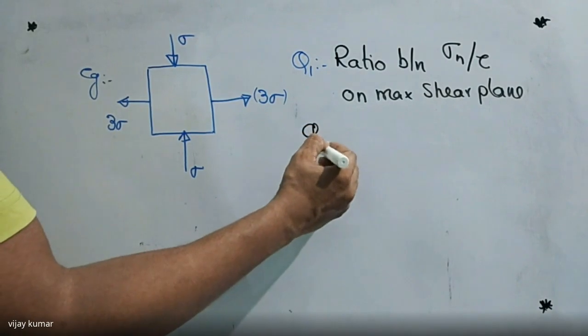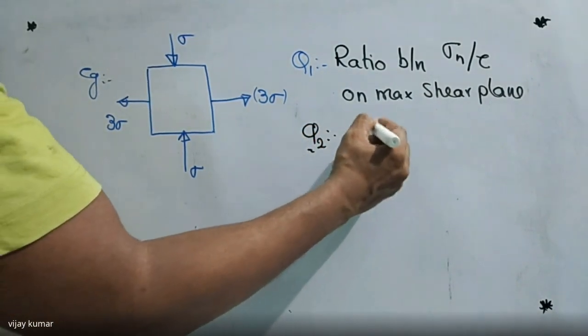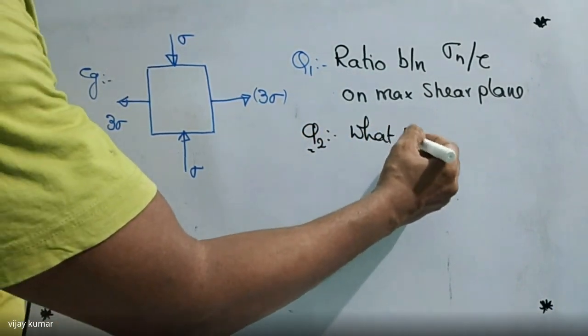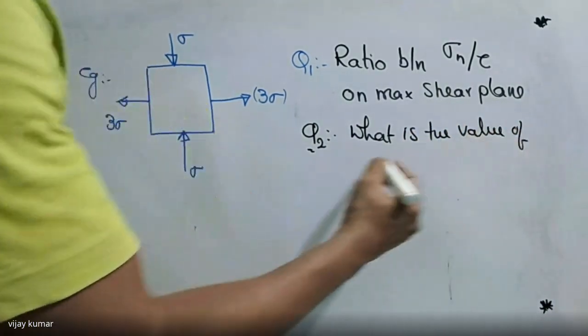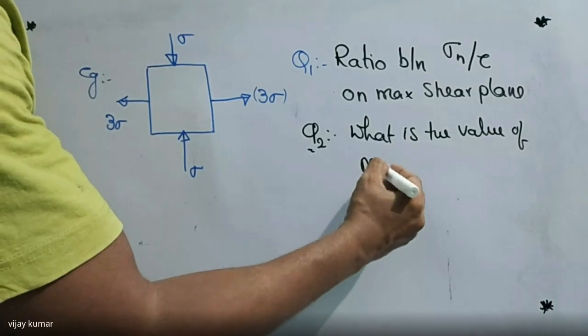That is question number two: what is the value of maximum shear?